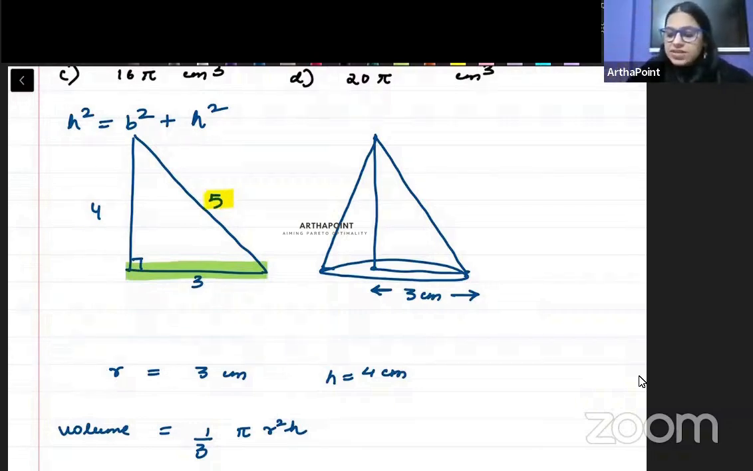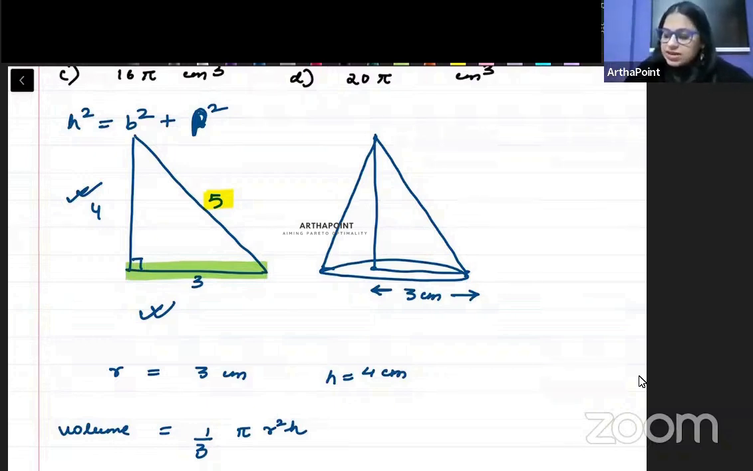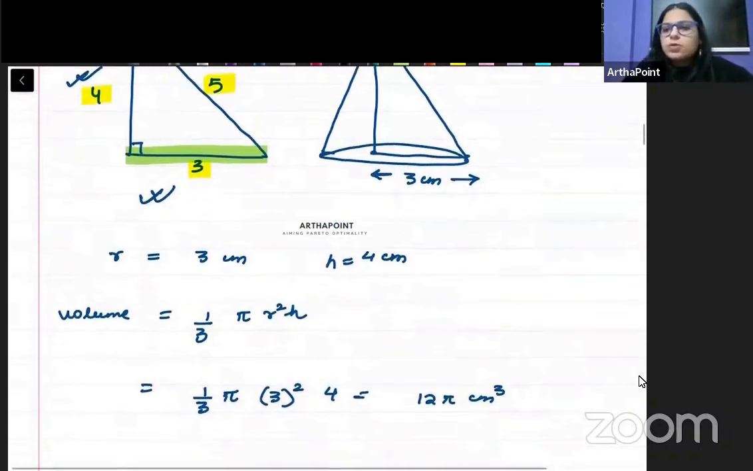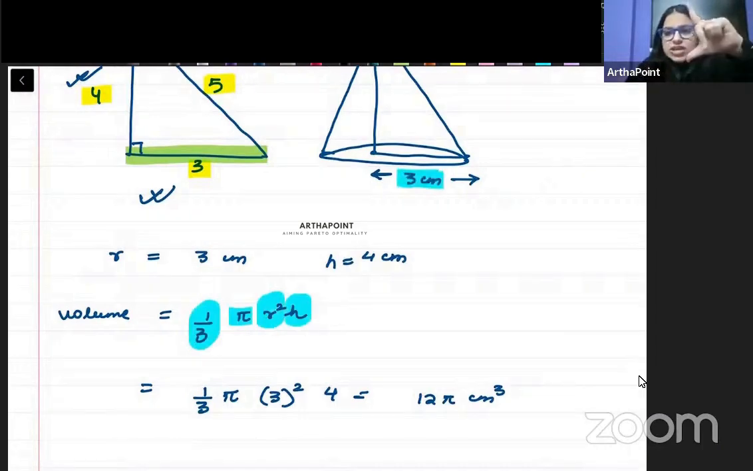So perpendicular square plus base square is hypotenuse square, so we need to have the smaller perpendicular and base. And I am taking 3 centimeter as the base because around that only I am rotating to form a cone. That is what the question is saying, right? So this becomes 3 centimeter, 4 centimeter and 5 centimeter. Now, what is the volume of the cone? We already know the formula. The volume of the cone is 1 by 3 pi r square h. R is the radius, that is 3 centimeter. H is the height, that is 4 centimeter. So if I put 3 instead of r and 4 instead of h, I will get the answer as 12 pi. And that's the answer to this question, right?